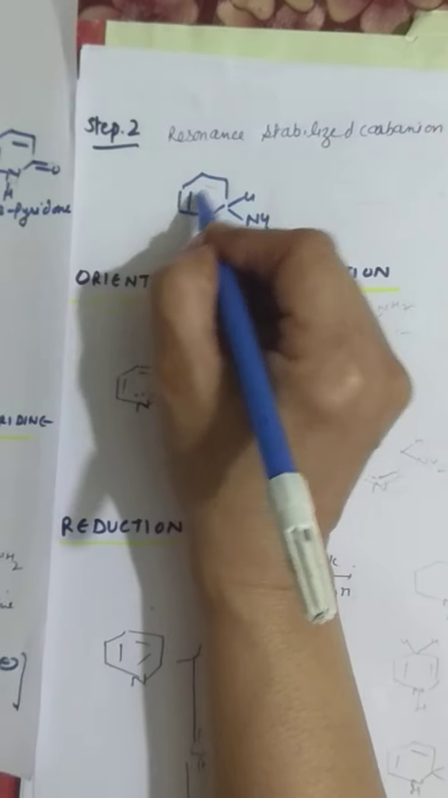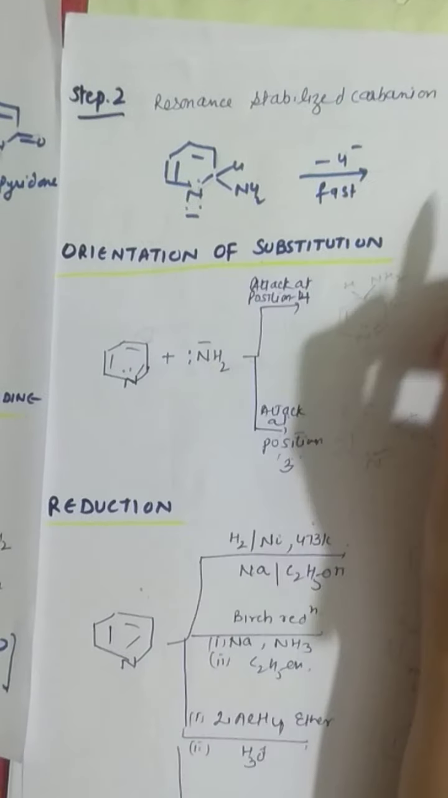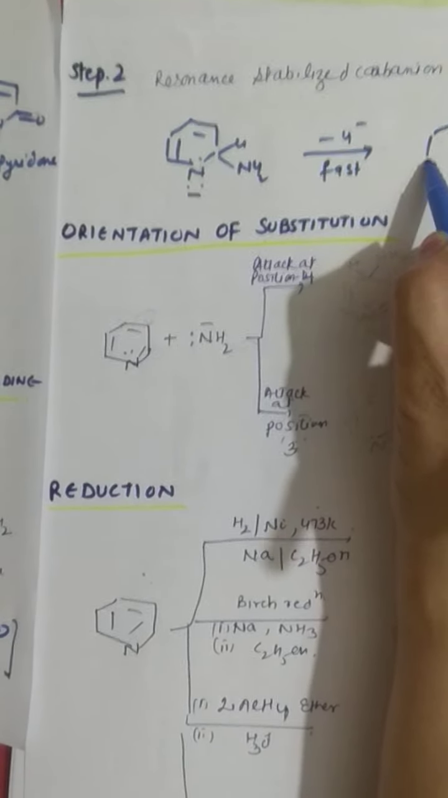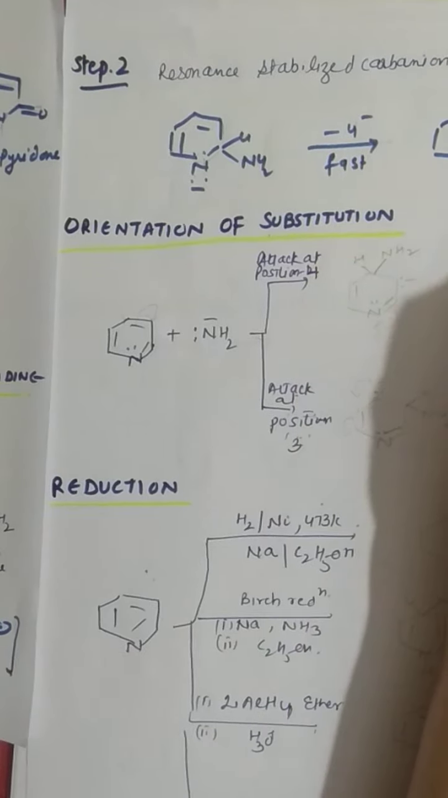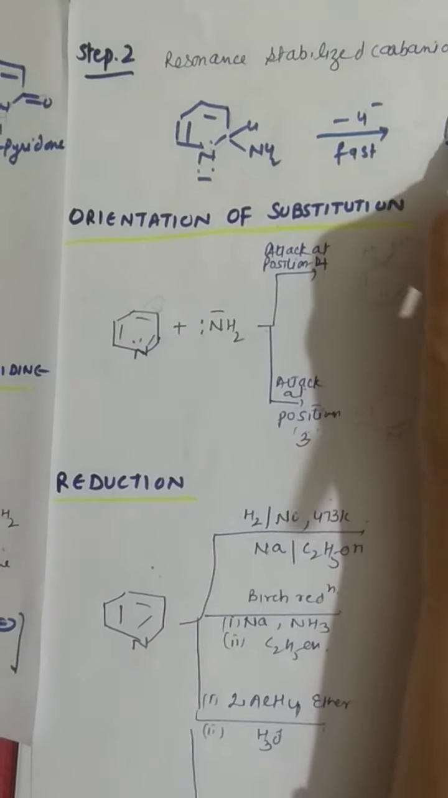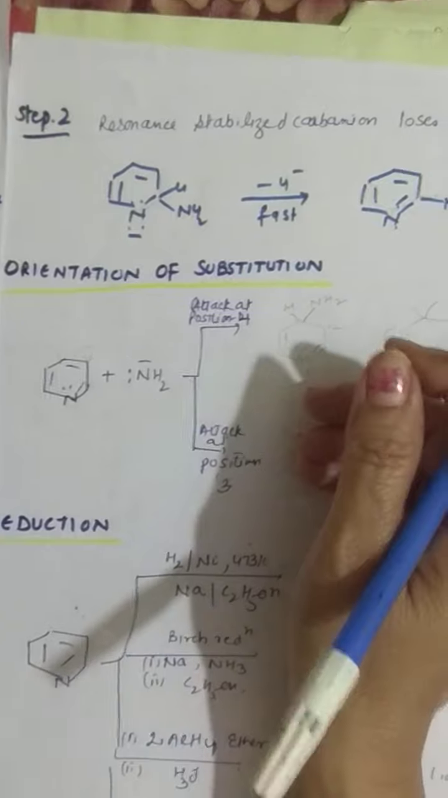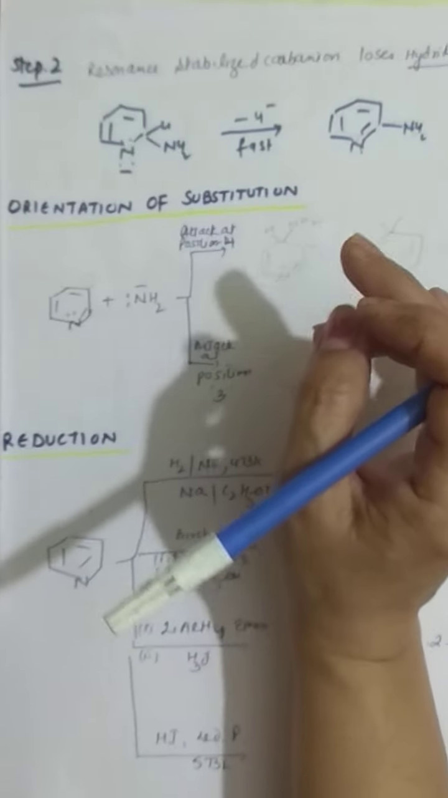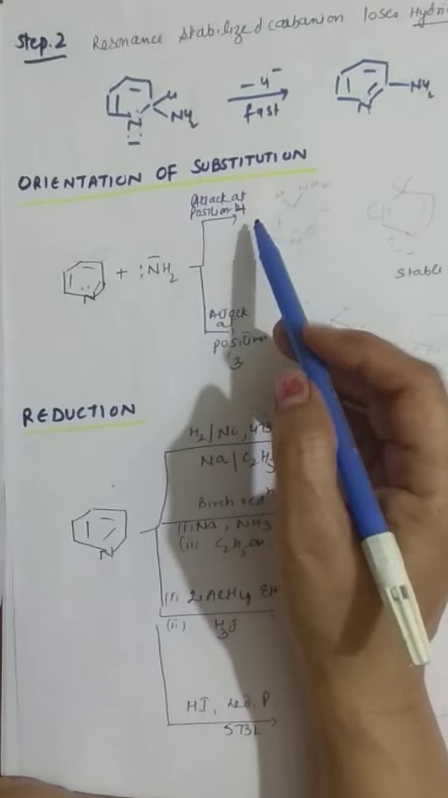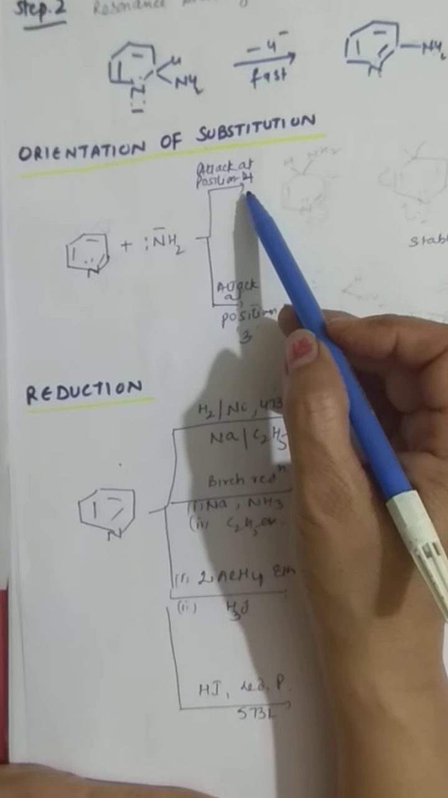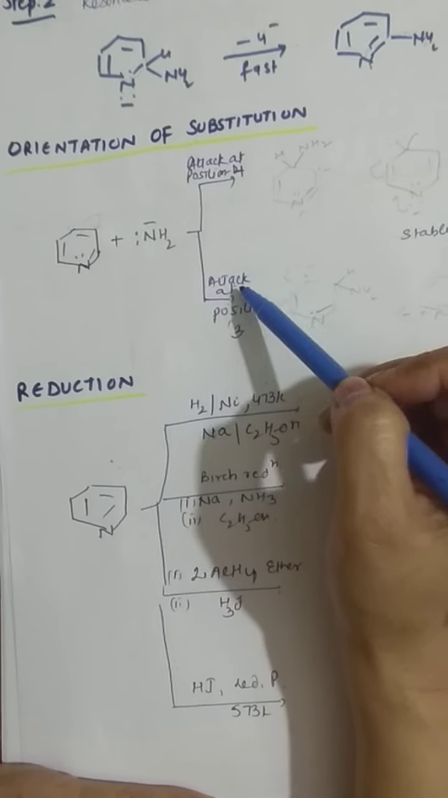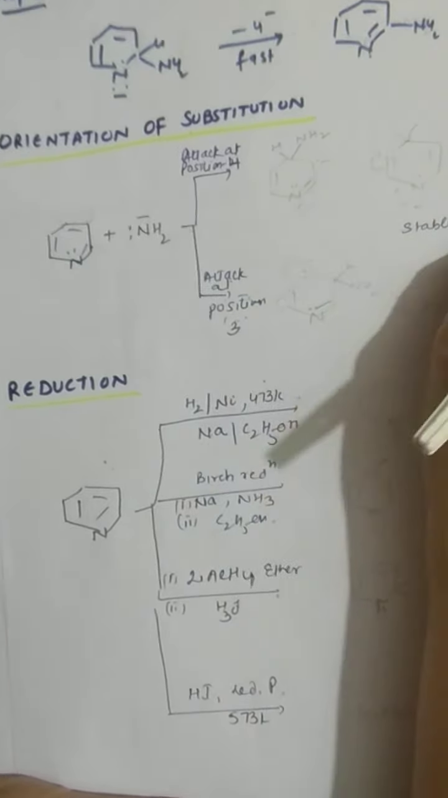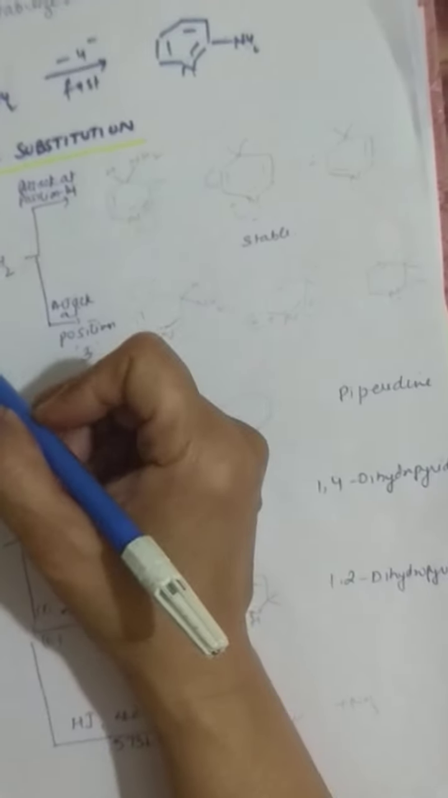And this step is a fast step, and this is not a rate determining step. The rate determining step is carbanion formation. Now we will discuss orientation of substitution. So why does the attack also take place at the 4 position, and why does the attack not take place at position number 3? So we will write the resonating structure again.